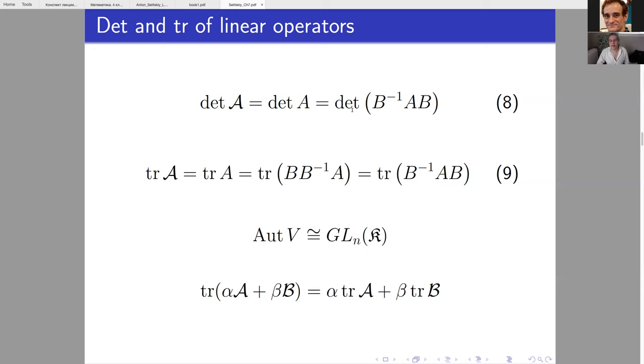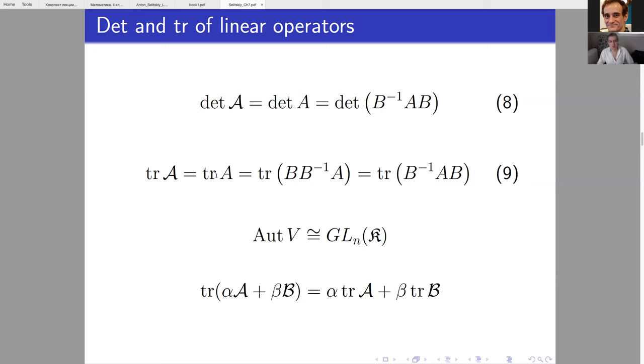And by the property of the determinant, the determinant of a product is the product of determinants. So the determinants of B and B inverse are reciprocal. They will cancel each other. And so formula 8 shows that the determinant of the linear operator doesn't depend on the basis.